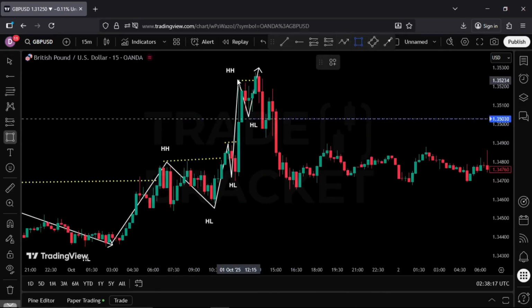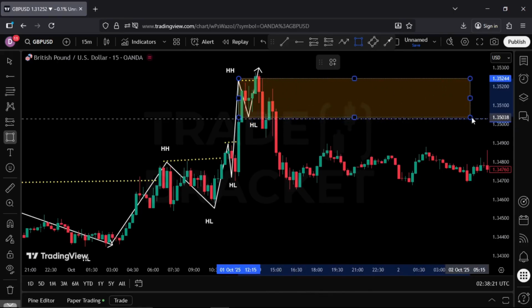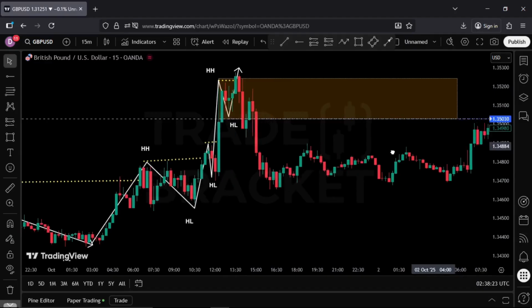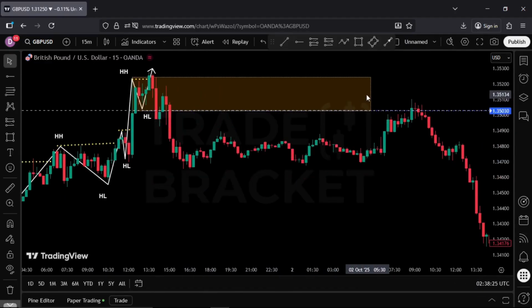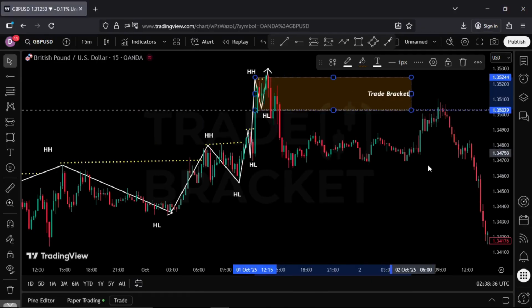So this is just a rectangular tool that I just use. You just go ahead and draw your trade bracket right there. So I'll go ahead and label this. This right here is the trade bracket. All right, so I'm going to just label that. Trade bracket right there.